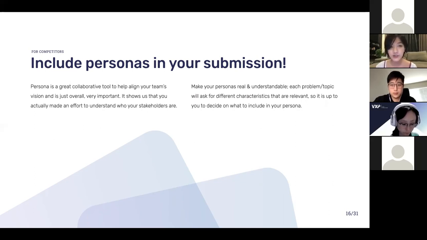There are many ways to create a persona. There are templates out there that you can quickly grab and use. While the templates act as great guidance, think carefully about just ripping them off. The main point is to make the persona seem real and understandable. Each problem and topic will ask for different relevant characteristics, so it is up to you to decide what to include in your persona.